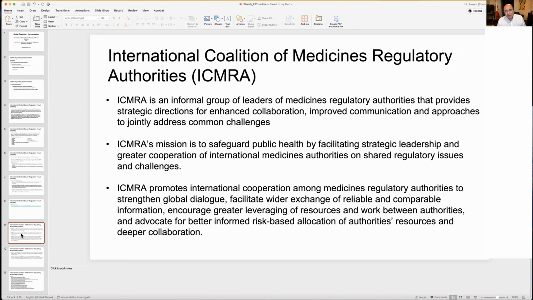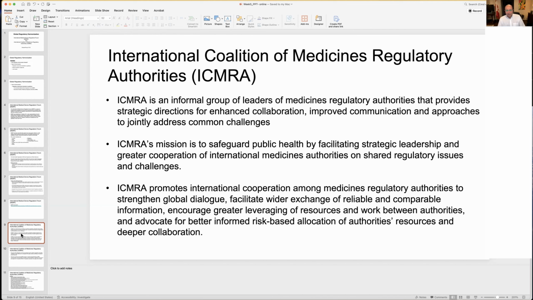The International Coalition of Medicines Regulatory Authorities is another effort for the harmonization of the regulatory, I would say, pathways. So, the International Coalition of Medicines Regulatory Authorities is an informal group of leaders of medicines regulatory authorities that provides strategic directions for enhanced collaboration, improved communication, and approaches to jointly address common challenges. So their mission is to safeguard public health by facilitating strategic leadership and greater cooperation of international medicines authorities on shared regulatory issues and challenges. So as we see, this is another harmonization effort in between countries.